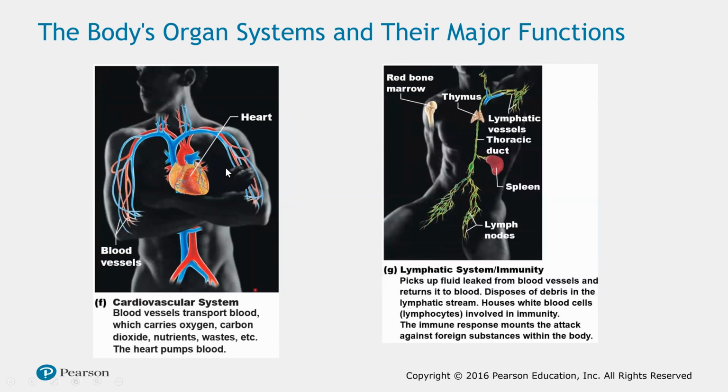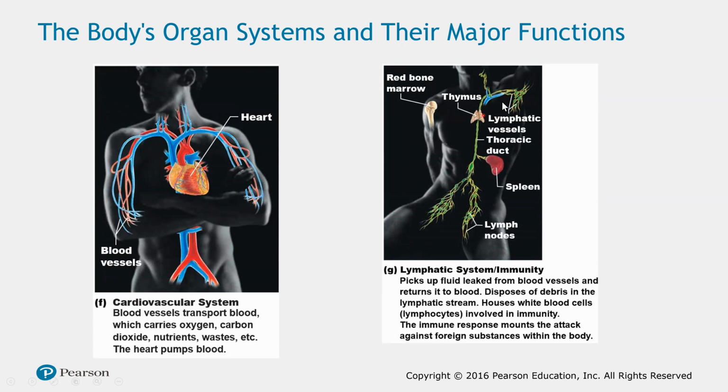Cardiovascular system: heart, blood vessels. Blood vessels transport blood, which carries oxygen, carbon dioxide, nutrients, waste products, and the heart pumps blood. Lymphatic system or immune system. So that's actually one system. In anatomy, we usually call it lymphatic. In physiology, we usually call it immune. And the spleen is the largest organ of the lymphatic system.